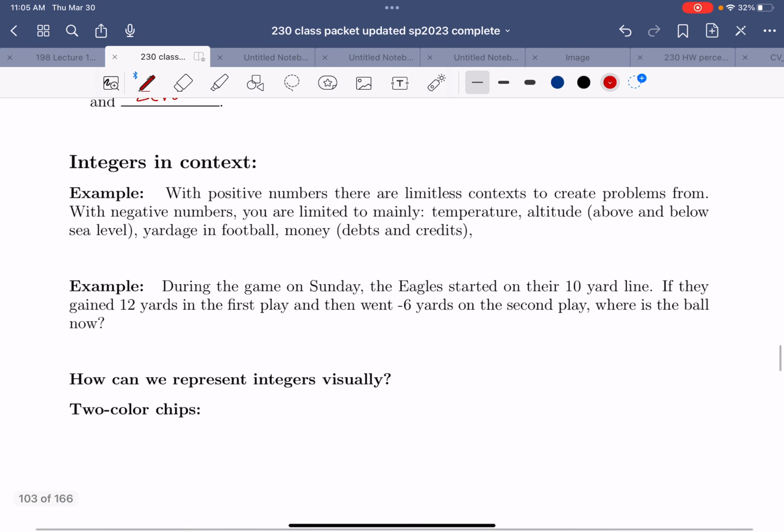All right, so the first thing we're going to talk about quickly is context. So when you have positive numbers, the context or the situation or the examples that you have to create problems from is pretty much endless, right? You can talk about cookies and frogs and anything you want, right? But when you start talking about negative numbers, things that make sense as negative values are much more limited. So a lot of our problems tend to end up being about temperature, because you can have negative degrees, altitude, because you can be above and below sea level, yardage in games like football, right? You can go positive yards or negative yards, and money, when you bring in money or you lose money or you are in debt, okay?